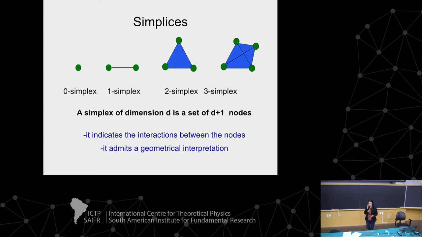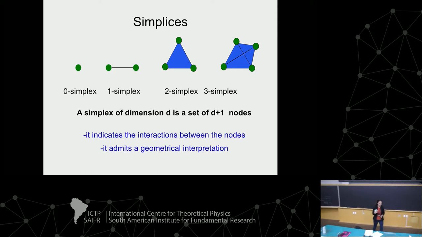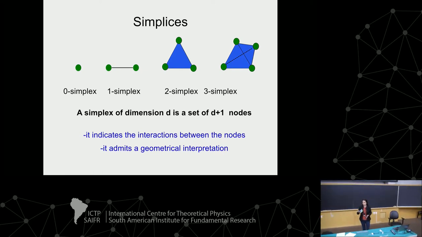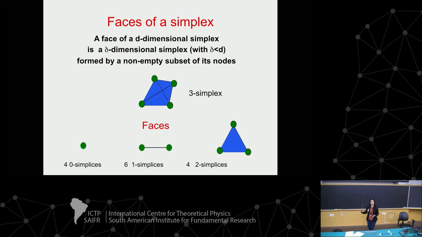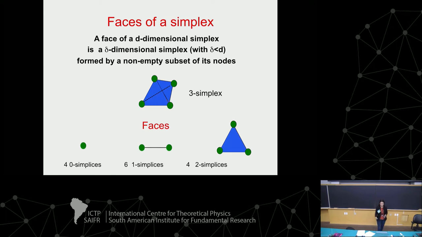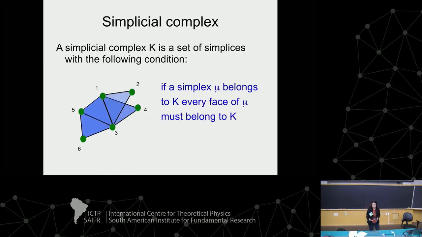So first of all, let me just indicate a little bit of notation. A zero simplex is a node, a one simplex is a link, a two simplex is a triangle. So a simplex is a set of D plus one nodes, where D is the dimension of the simplex, and it indicates the interaction between the nodes and admits a geometrical interpretation as a triangle, tetrahedron, and so on. Then we will speak about faces. The faces of a tetrahedron, for instance, are the four nodes that form it, the six links, and the four triangles that form it. And a simplicial complex is just a set of simplices such that if a simplex belongs to the simplicial complex, also all its faces belong to the simplicial complex.